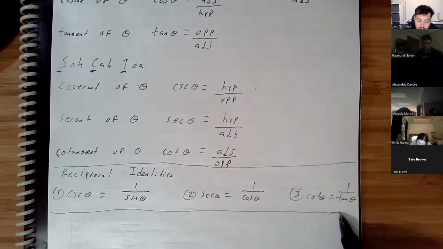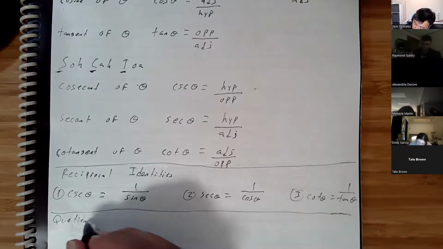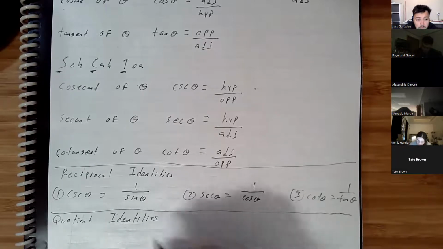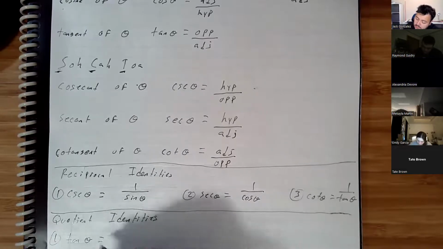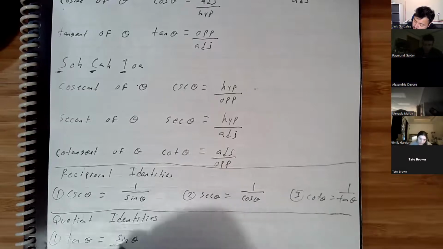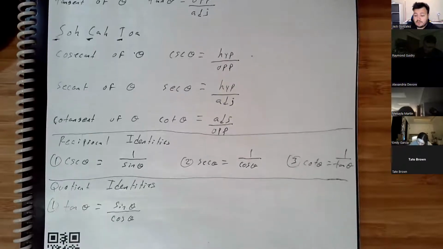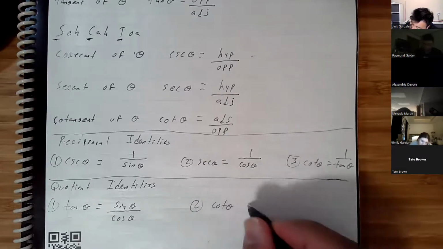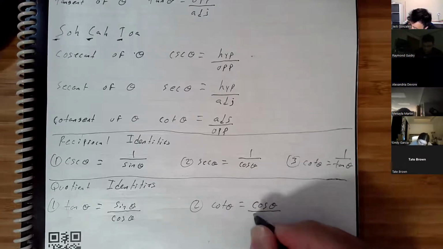Now the quotient identities. Number 1, tangent theta is technically sine theta over cosine theta. So you can rewrite it as a ratio of those two. Number 2, cotangent, of course, would be the reciprocal. So that would be cosine over sine.